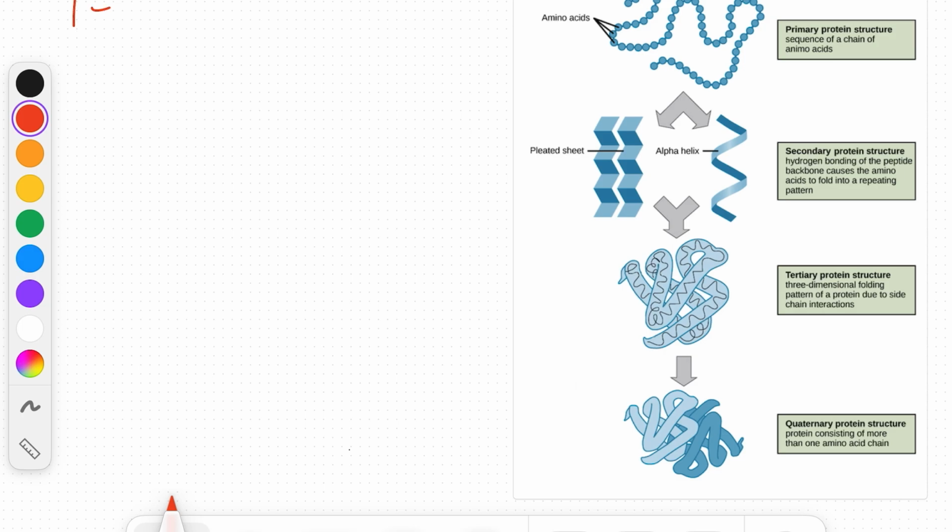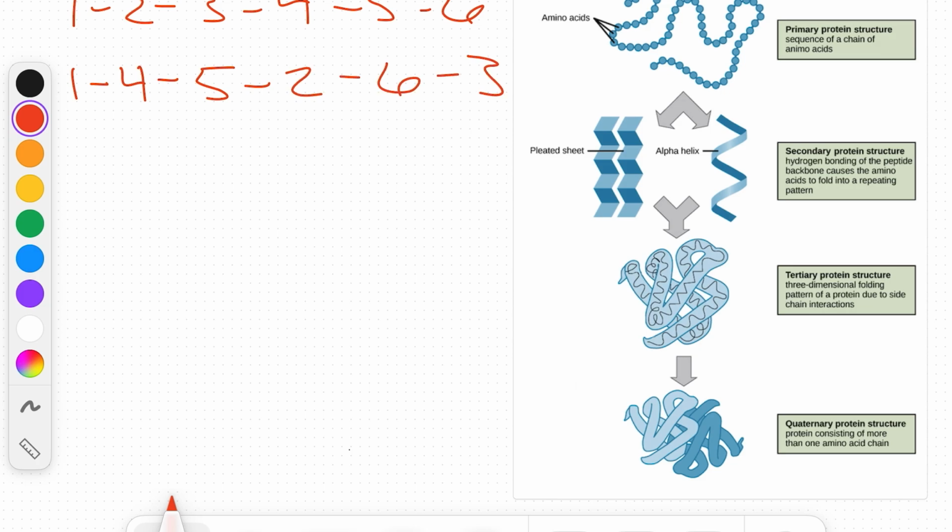So if I had amino acids 1, 2, 3, 4, 5, 6, that's my primary structure. Let's say that's what it is. And if I change it up to 1, 4, 5, 2, 6, 3, I just changed my primary structure. I'm using numbers instead of amino acids, but you get the point. If I change the order, I'm changing the primary structure.